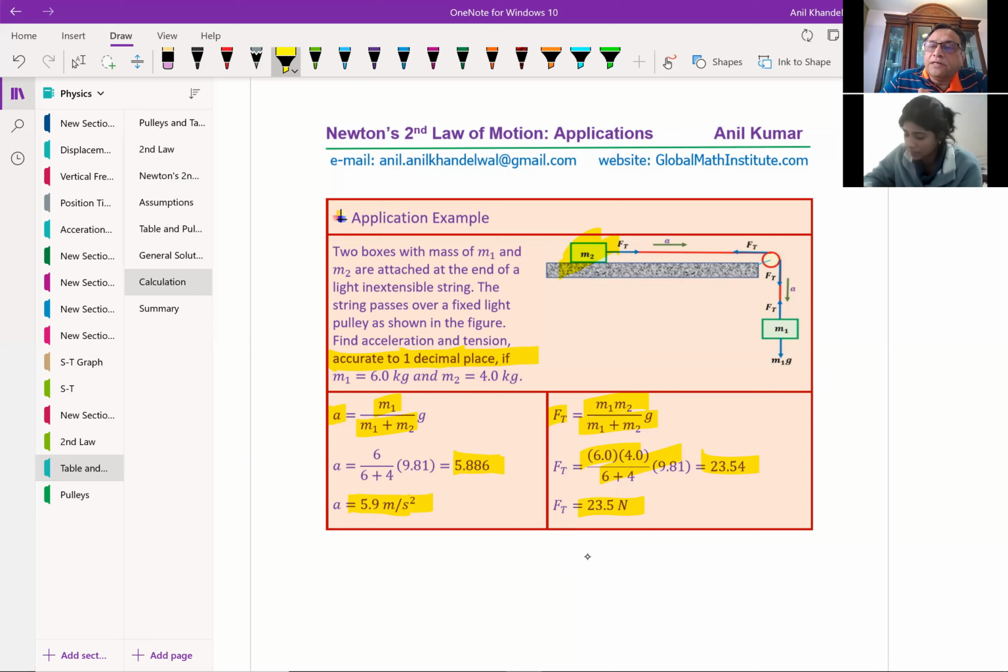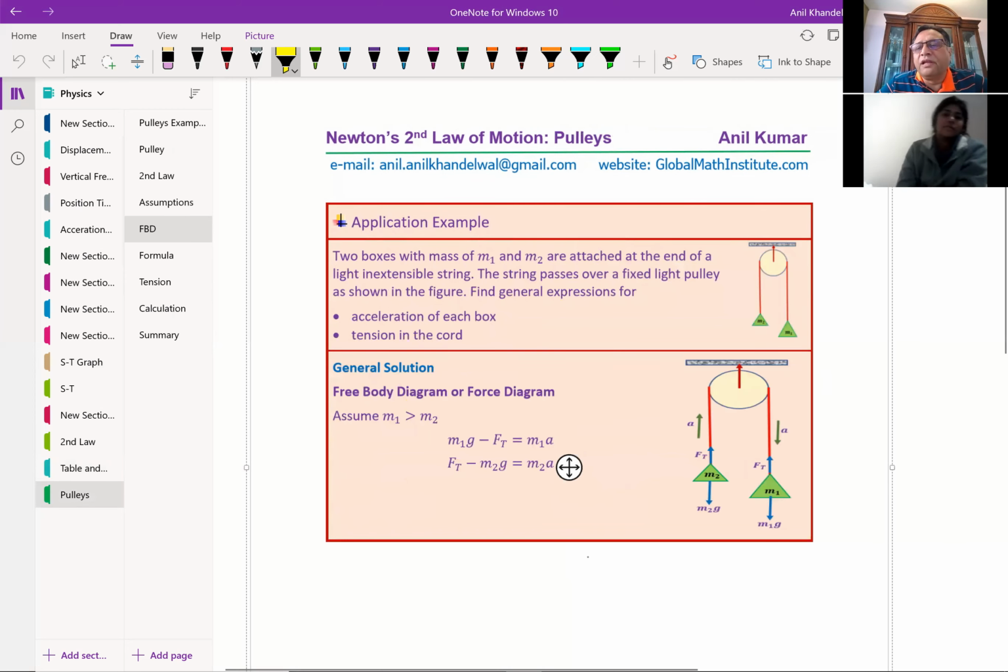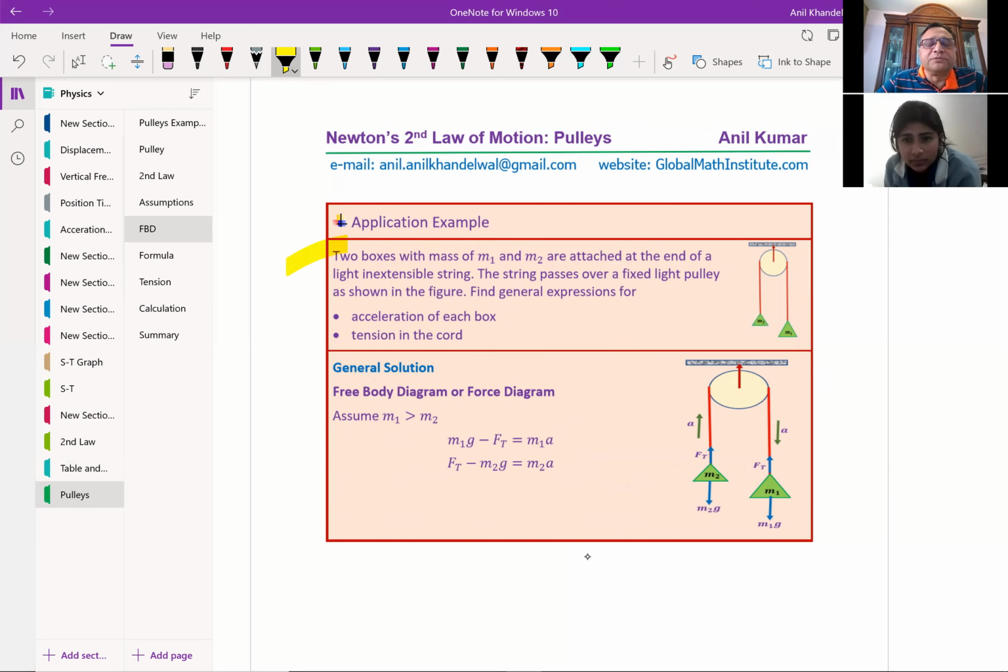Units and accuracy are very important when you write your answers, right? That ensures correctness. Now, let me take the second example. Is this all absolutely clear to you? Yes, it is. Very good. Now, let's take the second example. We'll hang both the masses on the pulley. So both are hanging, right? The question is still the same. Can you please read the question?